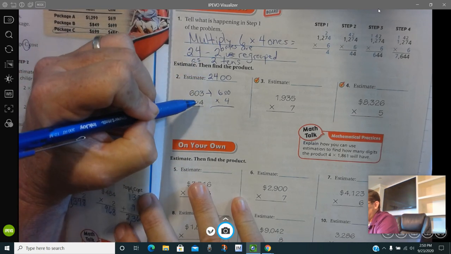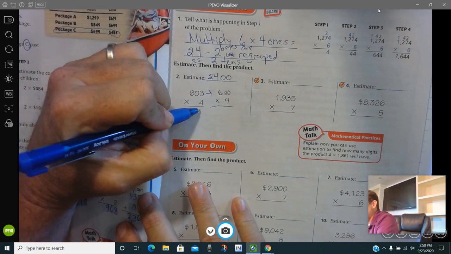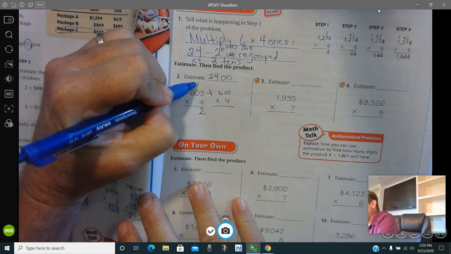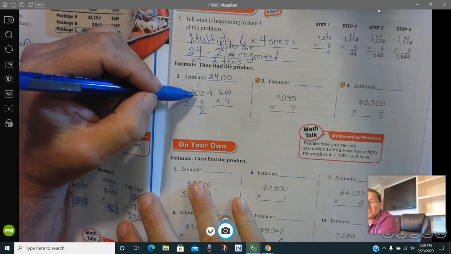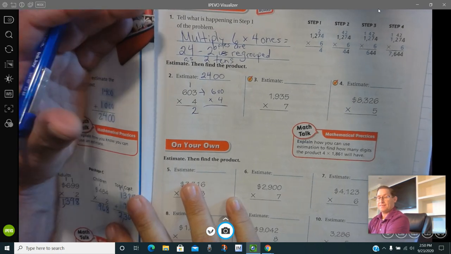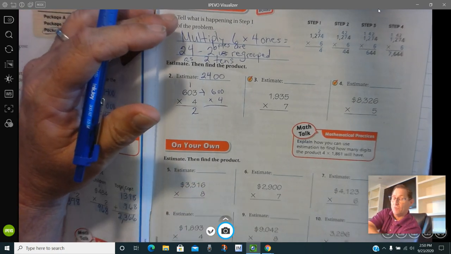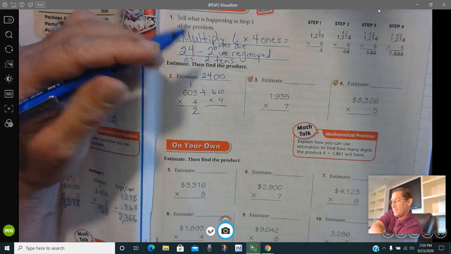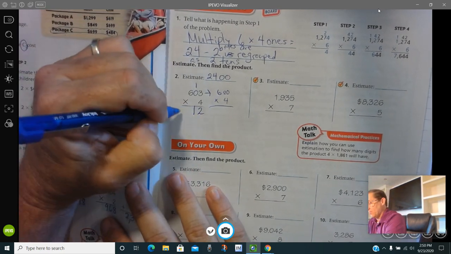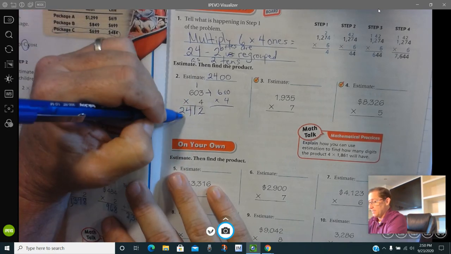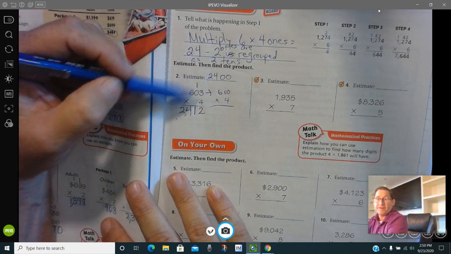Our actual product is 4 times 3 sets of 1 is 12 ones. Regroup 10 of the ones as a 10. 4 times 0 tens is 0. 0 times any number is 0. Plus the 1 regrouped 10, so we have 1 ten. And 6 times 4, we've already said, is 24, so 2,412. So they are very, very close.